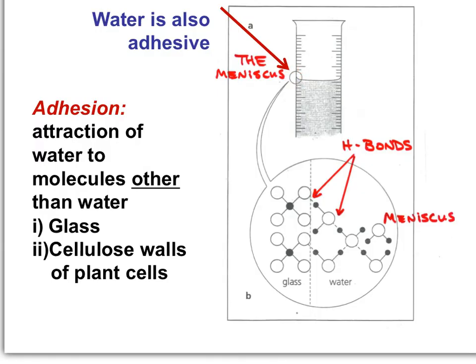Water is also adhesive to substances other than water. Adhesion is the attraction of water to molecules other than water. In this diagram, we can see water's attraction to glass. Glass is also polar. Cellulose plant cell wall is also polar. Water is adhesive with plant cell wall.